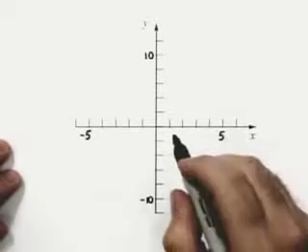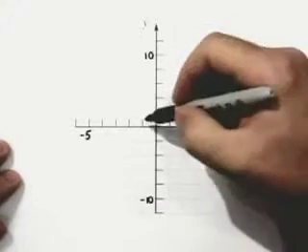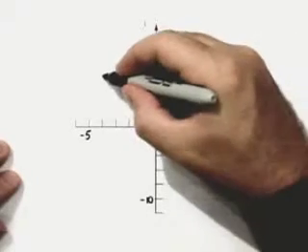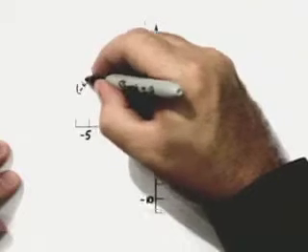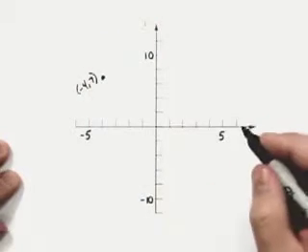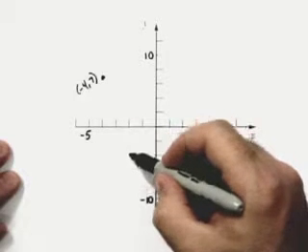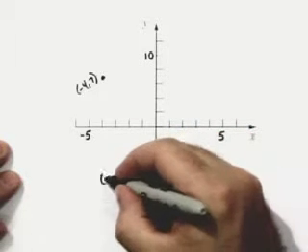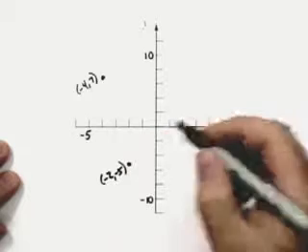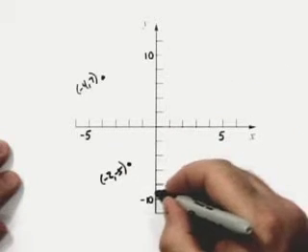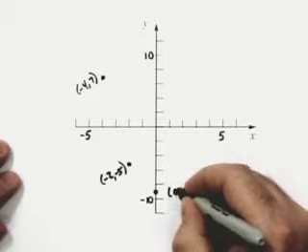The first point we're going to plot was negative 4, 7. So we'll go to negative 4 and up 7: 2, 4, 6, 7. So that's the point negative 4, 7. Second point was negative 2, negative 5. So negative 2 down to negative 5. Our third point was 0, negative 9. So 0, negative 9.